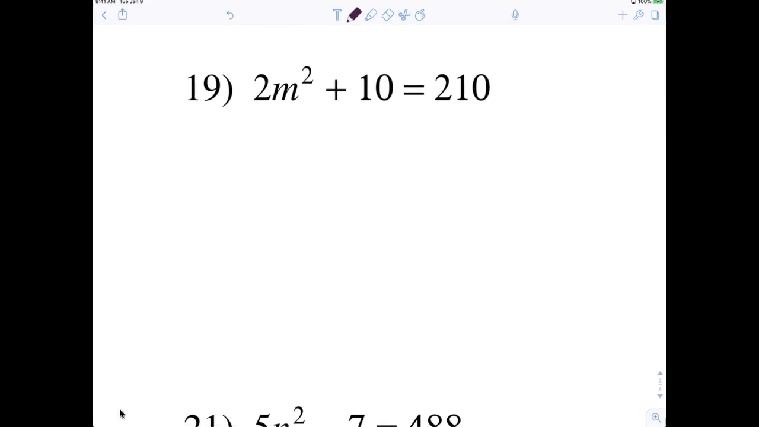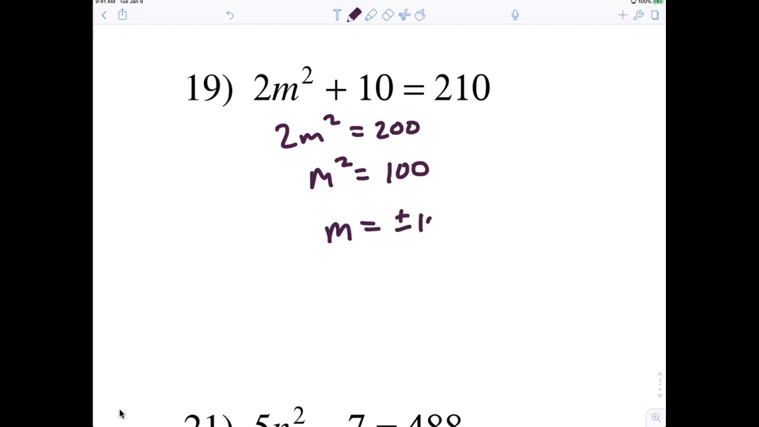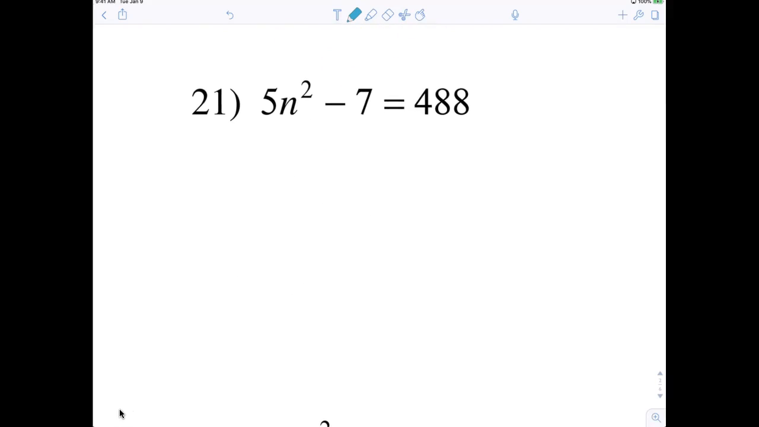All right. What am I doing first? And then what? 2m squared is equal to 200. So m squared is equal to what? So m is equal to, no, plus or minus 10. All right? Just in case you're not sure, we'd be taking what? Square root of both sides. Everybody agreeing with that? All right, 21. What do I do first? Add 7. Then what?